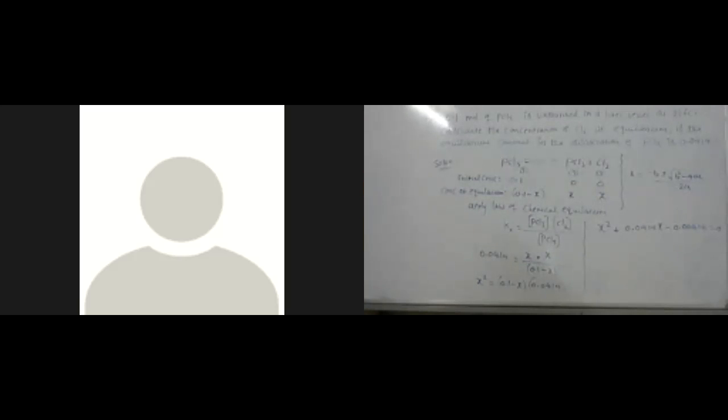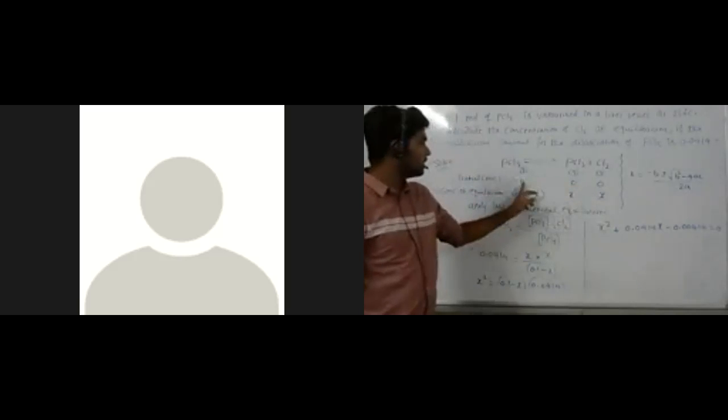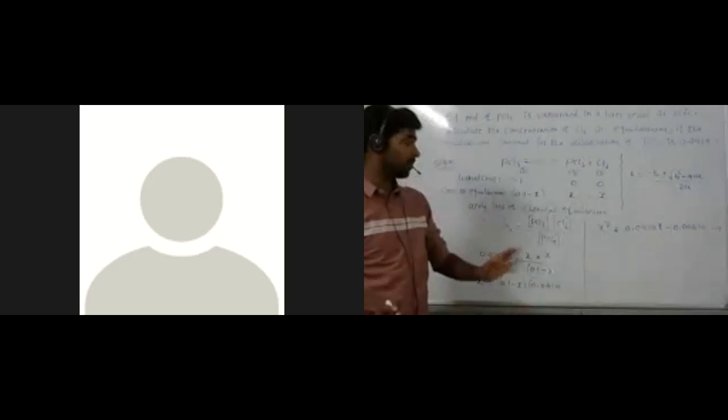So that x, is it the concentration at equilibrium, not the number of moles, right? Concentration at equilibrium in moles only, no? Here all are in moles. 0.1 mole, all are in moles. Units are moles. Okay, so this 0.0414 is also in the form of moles.